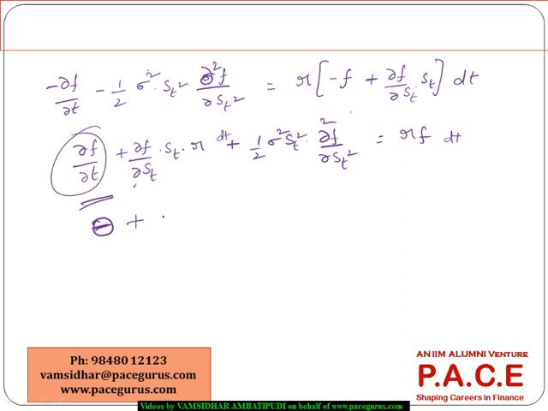Dou f by dou st is actually called as delta, the change in the price of the option with respect to the change in the stock price. So delta st into r plus half sigma squared st squared, we are talking of dou squared f by dou st squared, which is coming out as gamma. So this is what is the typical partial differential equation that is associated with Black-Scholes.